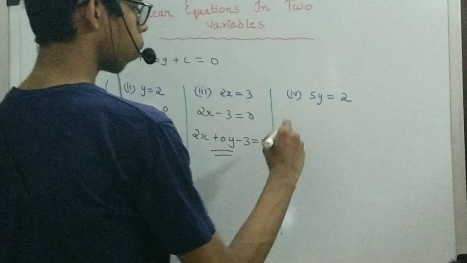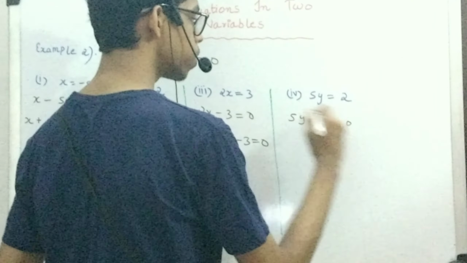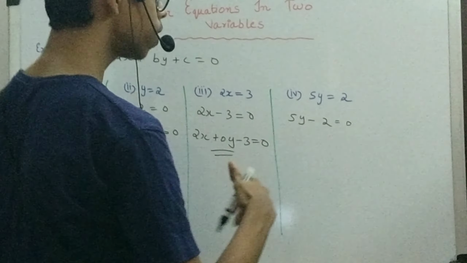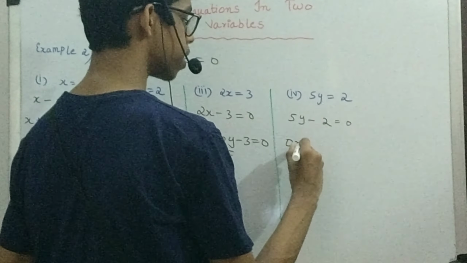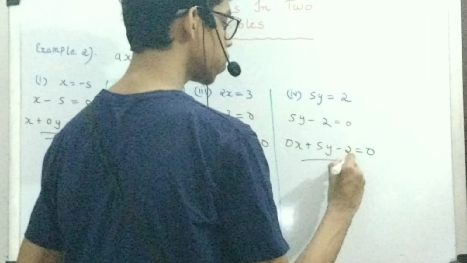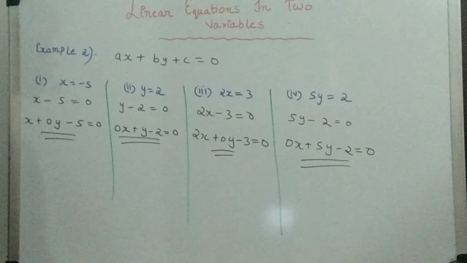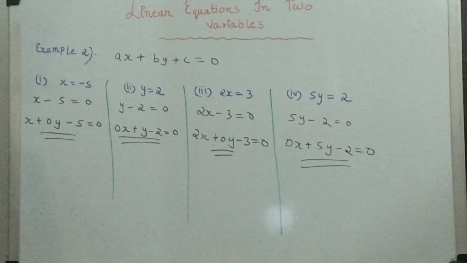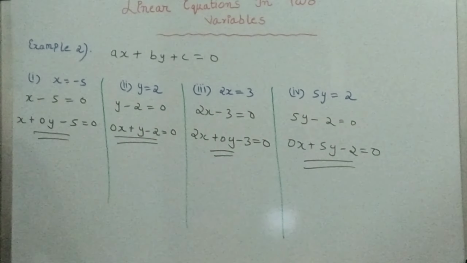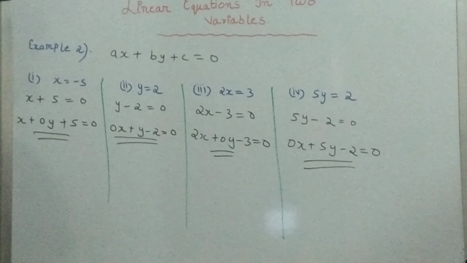Now the next question also, here 5y minus 2 is equal to 0. Now here an x term is missing, isn't it, from the general equation? So we can add the x term, that is 0x plus 5y minus 2 is equal to 0. So now this also is in the form ax plus by plus c equals 0. So I hope it is clear.